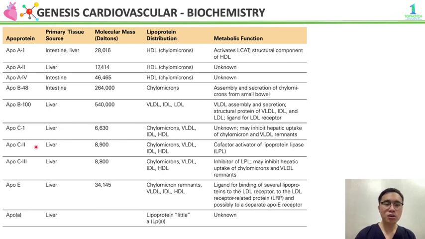Other than this, some apoproteins also contribute in the formation or the assembly of the lipoproteins. Say for example, you have ApoB48. ApoB48, you mainly see it in chylomicrons and they play a role in the assembly and secretion of chylomicrons from the small bowel. Whereas say for example, you have ApoB100, this time not chylomicrons, but VLDL, endogenous triglycerides. So it plays a role in VLDL assembly and secretion.